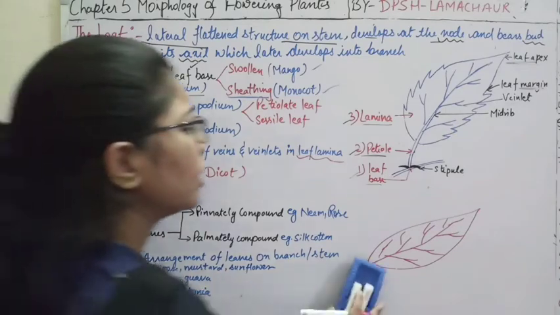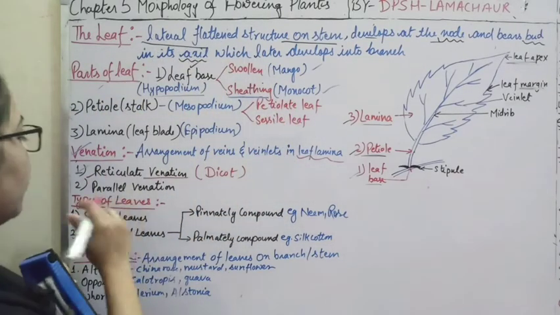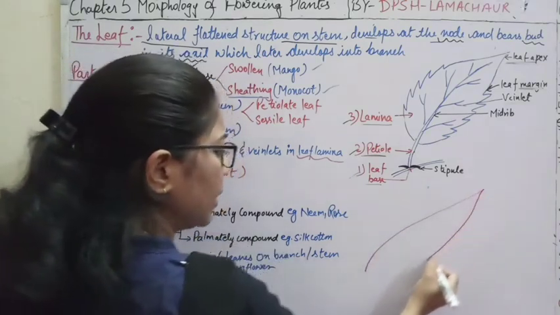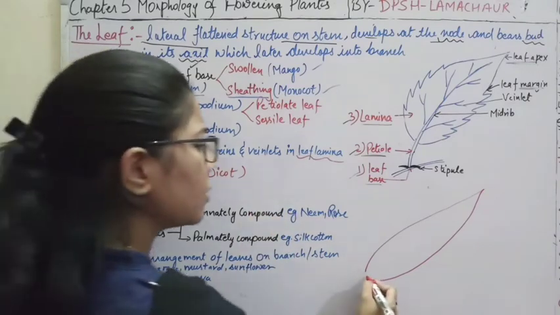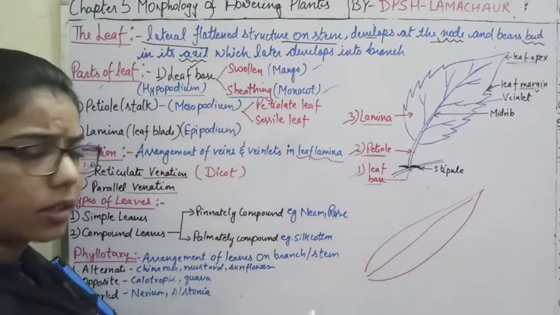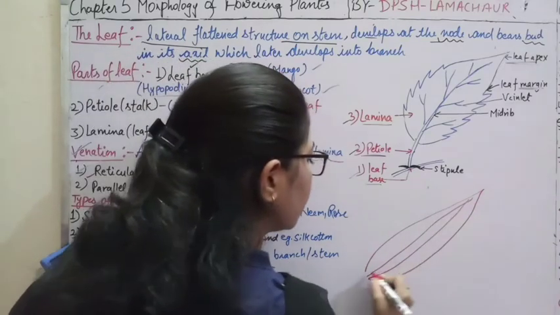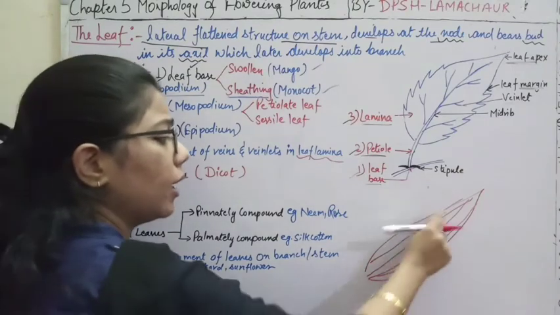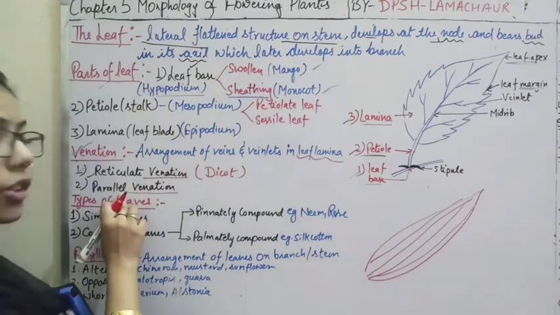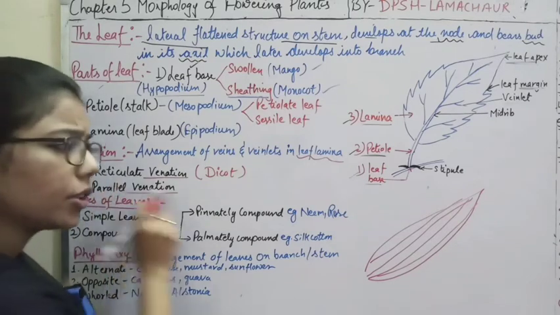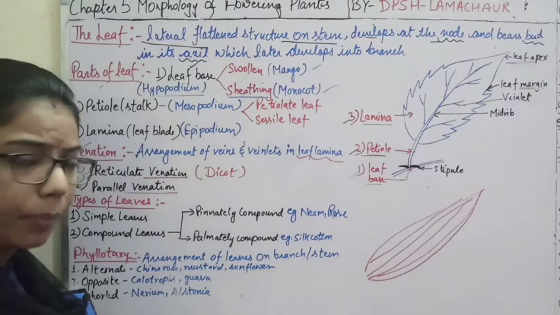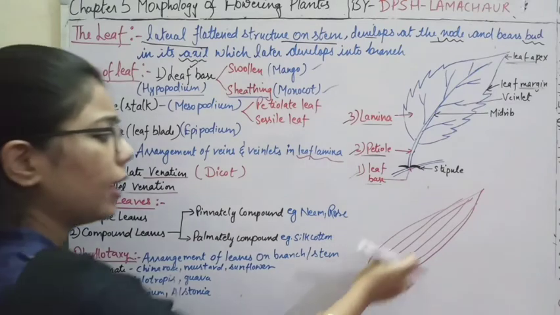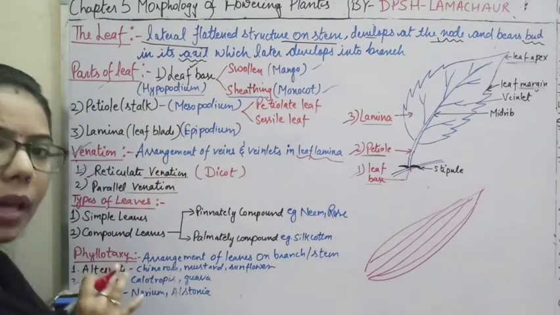Now if I draw another venation, that is parallel venation. What is the meaning of parallel? Have you seen some leaves like this? Okay, there is a midrib, and all the veins are parallel to this midrib. When all the veins are parallel to the midrib, what type of venation will it be? It will be parallel venation. You can see these parallel lines present in this leaf. So in this leaf blade, parallel venation is present.